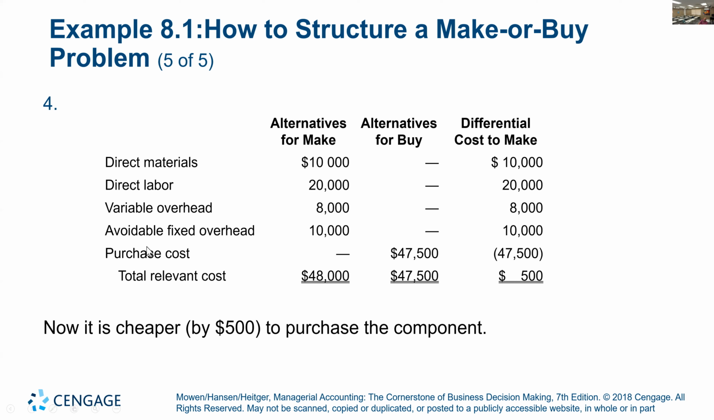Here, we're throwing something new in there. Some of that overhead does not have to be paid. There's 44,000 there, but 10,000 of it is avoidable if we were to buy the product. That would be information we'd have to know. That would be given to us. It probably was given to us in the question up there. I overlooked it as part of number 4. We have to put that back in here. There's an additional $10,000 cost here. So now when we're looking at saving $10,000, it is cheaper by $500 to purchase the component from an outside supplier, just based on the information that we're given.